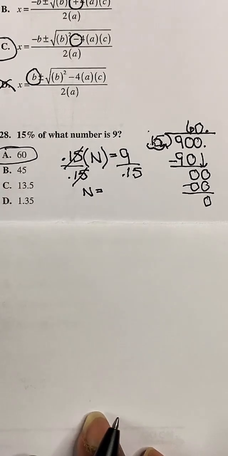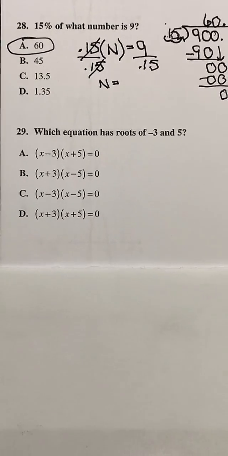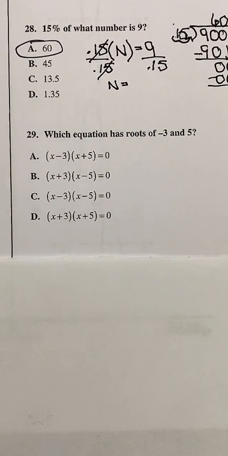All right, let's see. Last one. Then I'm going to have to skedaddle on you. So which equation has roots of -3 and 5? Is it A, is it B, is it C, or is it D? Okay, which roots?